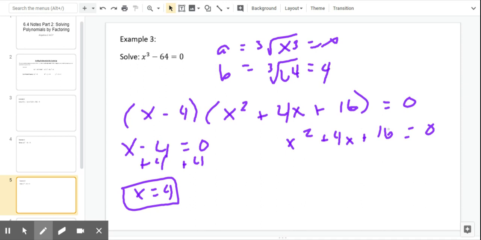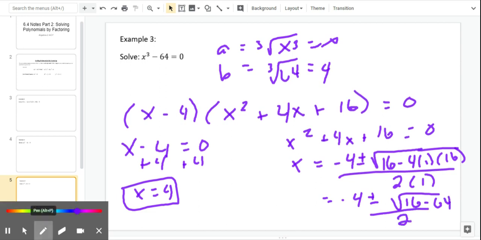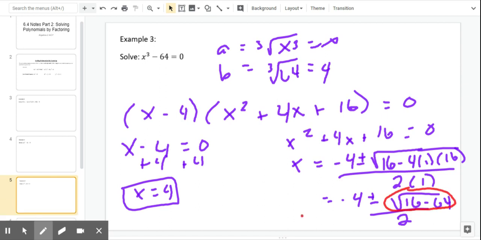Nothing. So let's try the quadratic formula. So x equals negative b plus or minus the square root of b squared minus 4 times a times c, divided by 2 times a. So negative 4 plus or minus, we've got an issue here. This is going to be 16 minus 64, which is a negative number. So this is a negative discriminant right here, so no real solutions from this one.